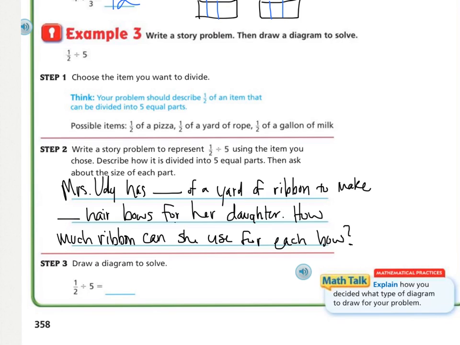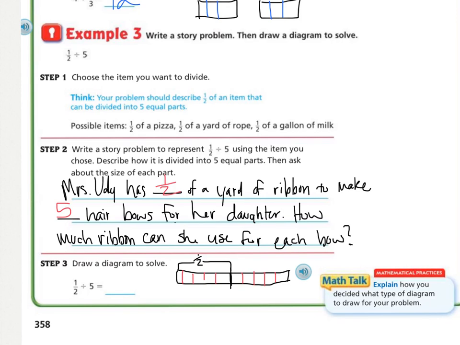All right, here's my story problem. Mrs. Udy has blank of a yard of ribbon to make blank hair bows for her daughter. How much ribbon can she use for each bow? Okay, so how much ribbon do I have to start with? I have 1/2 of a yard of ribbon to start with. And how many hair bows do I need to break that up between? I need to make 5 hair bows. And so how much ribbon can she use for each bow? Well, I would need to take my 1/2 of a yard and divide it by 5. Next, I'll show you my diagram.